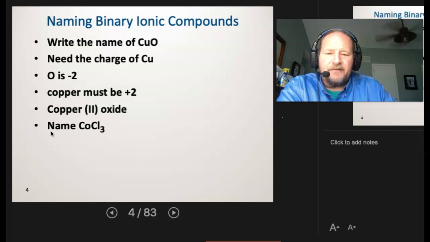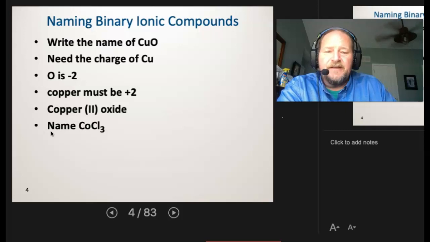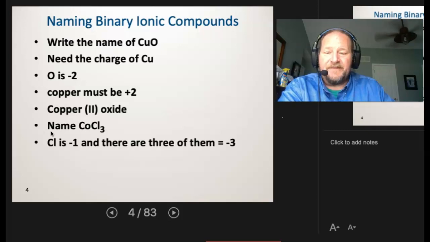It's a transition metal, and it can have a variety of charges. And again, it doesn't matter what the variations can be. I need to know the charge of this one. So I'm going to use the chlorine, right? Chlorine is in group 7A, and it's a -1. But this time, we have 3 of them.